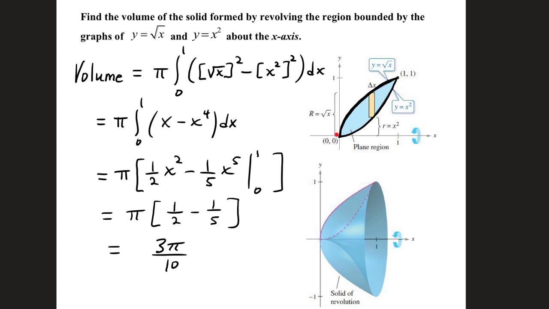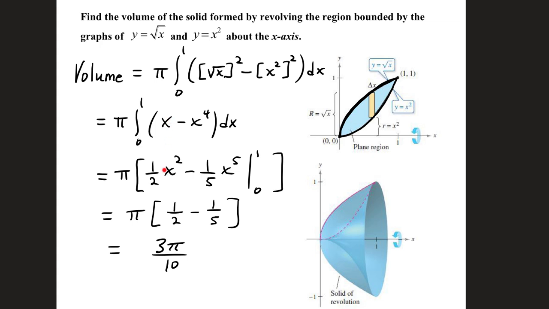Capital R is your top function, that's square root of x. Lowercase r is your underneath function, that's x squared. So to the handwritten part, our volume is pi times capital R squared minus lowercase r squared. We're going to integrate from 0 to 1. Those are the values of x at the intersections. Square root of x, quantity squared, is x. x squared squared is x to the fourth.